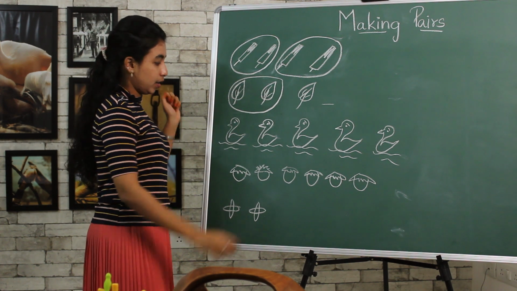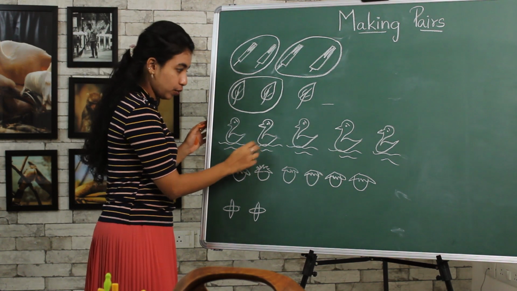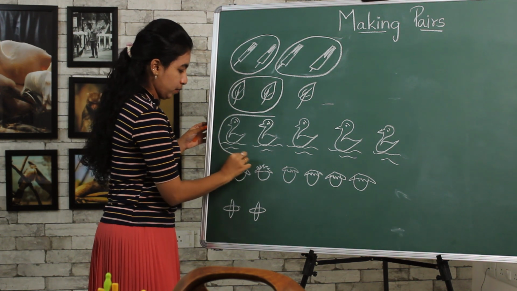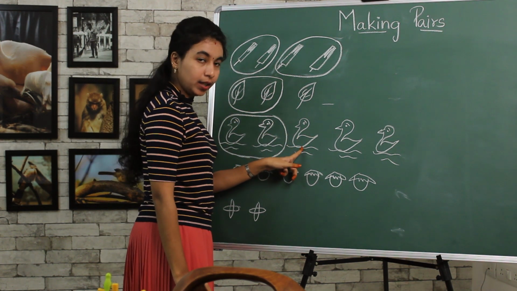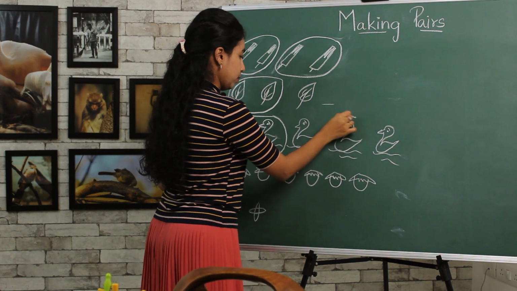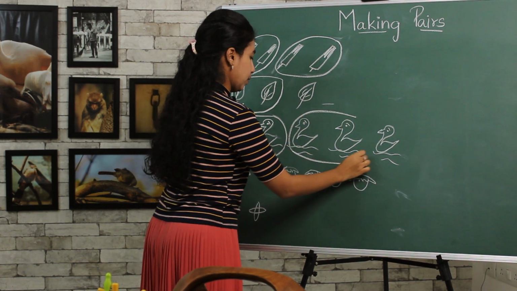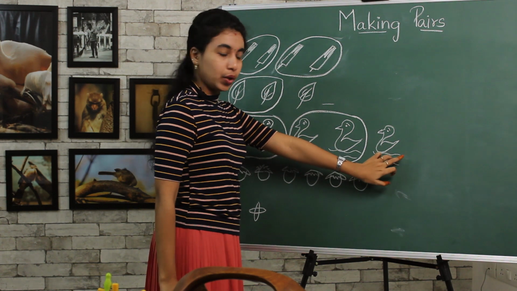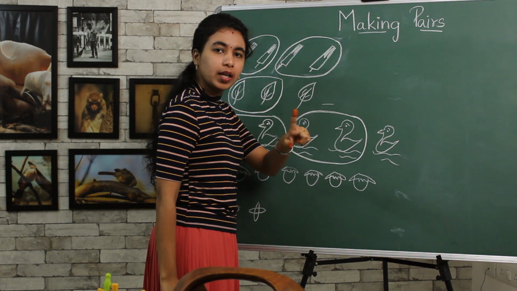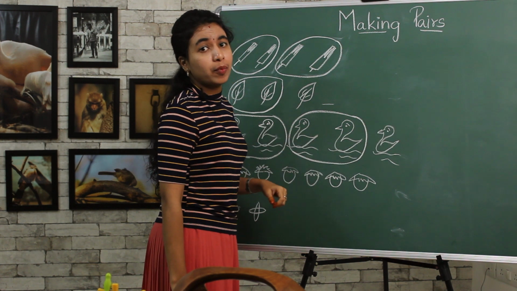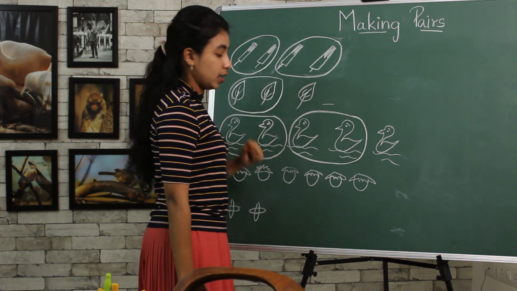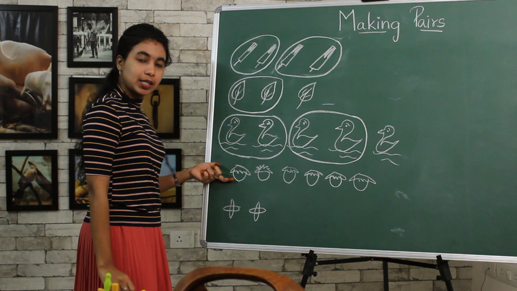Let's form the pair. 1, 2. Again, 1, 2. Here we have only one object. We don't have one more object. So let's leave that. We cannot form a pair with one object. Okay, we'll go on to the next one.